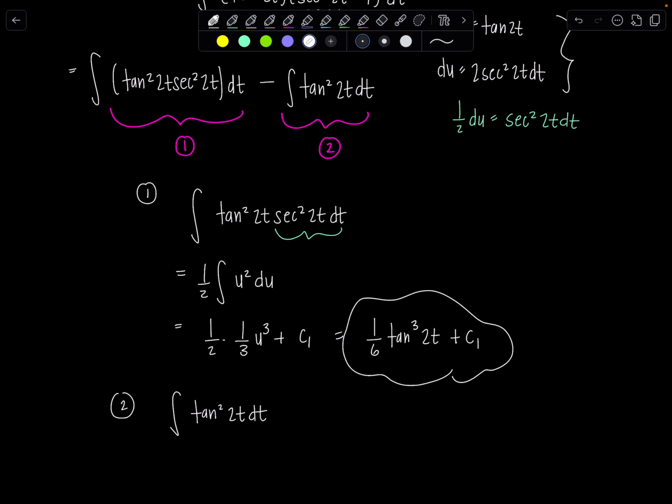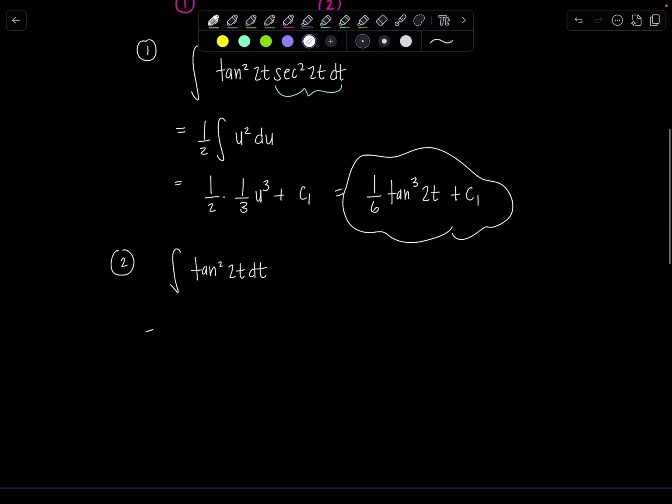Well, what to do? There's no u sub possibility here because I don't have an extra secant squared hanging out, right? But what worked fabulously just the step earlier was using the Pythagorean identity, rewriting this in terms of secant squared, because we know the antiderivative of secant squared, don't we? Yes, and -1, that doesn't give any problems.